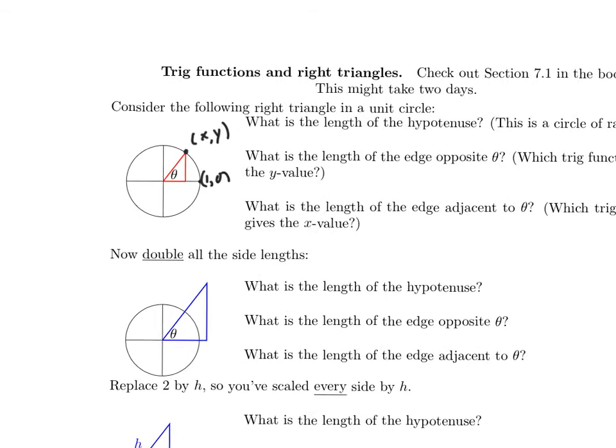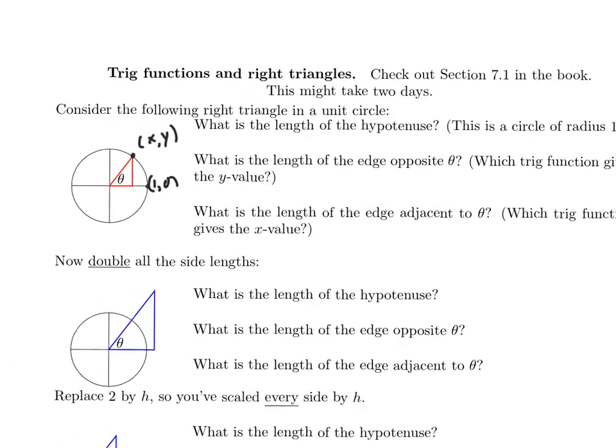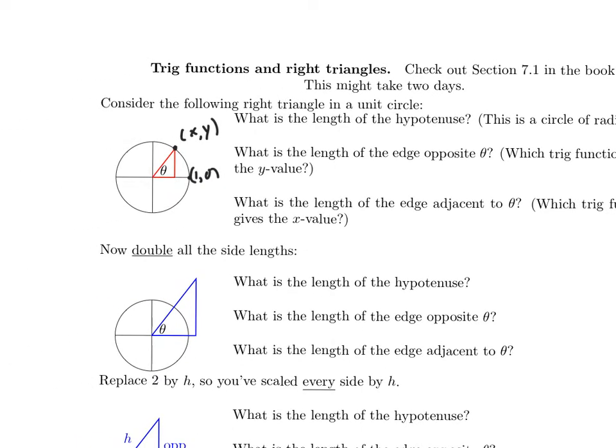With that out of the way, let's start reading things off. What is the length of the hypotenuse of that red triangle? Well, this is a point on the unit circle, so the distance from (0, 0) to the point (x, y) has to be 1. So the length of this edge must be 1. It's the hypotenuse of that triangle: 1.